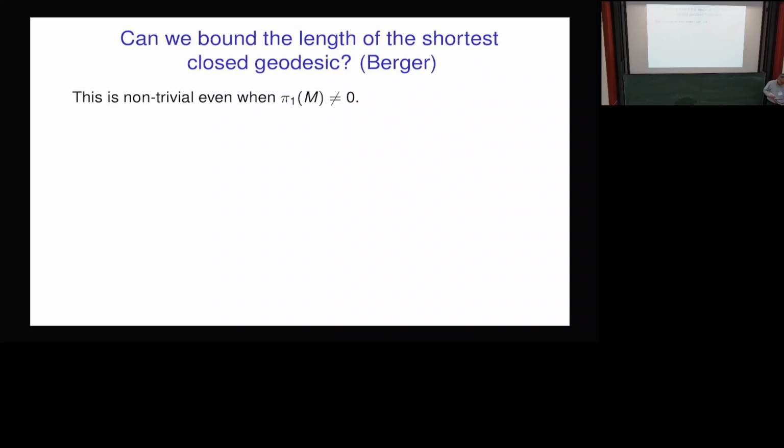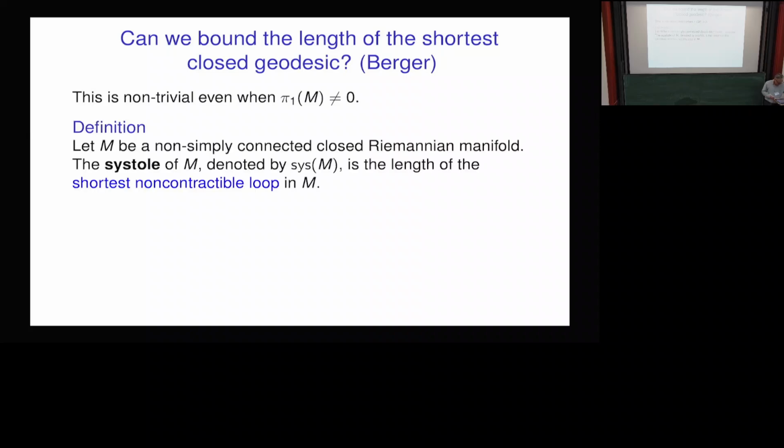So let's go back to Berger's question. Berger's question is not trivial even when the fundamental group is not trivial, right? Because we know that there is a geodesic, but we have no a priori bound. And now the definition: we call the length of this shortest non-contractible loop the systole of the manifold. So the question is if we can bound the systole by the volume, right?